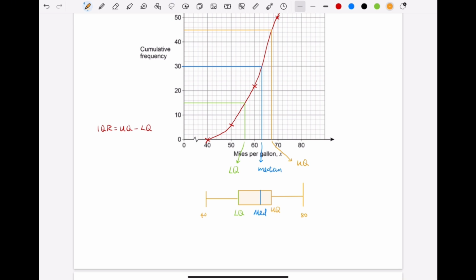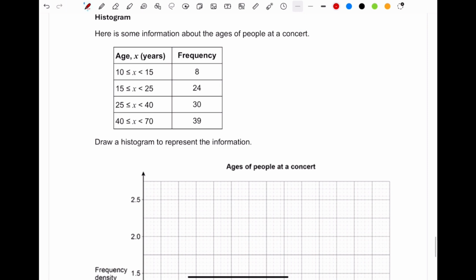Okay, so now moving on to histograms. Here is some information about the ages of people at a concert, and we are going to draw a histogram to represent the information. In order to draw a histogram, what we need is to work out the class width.